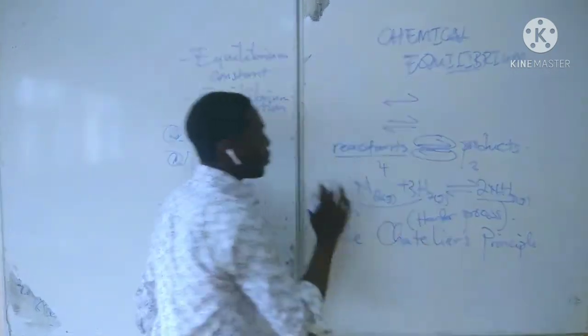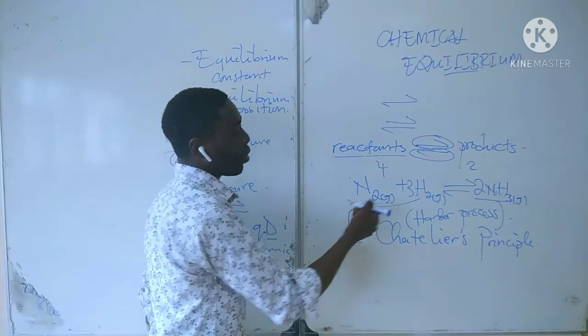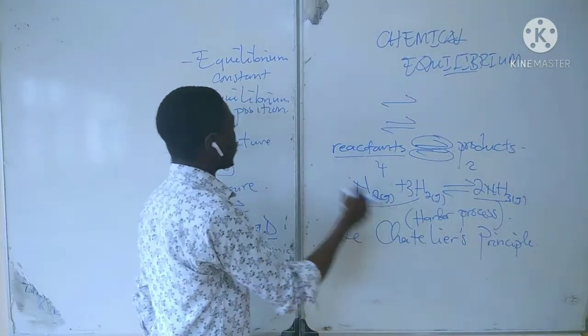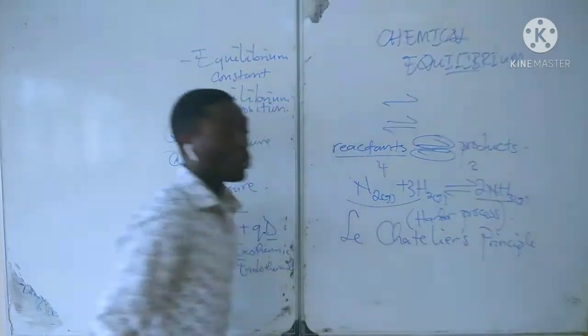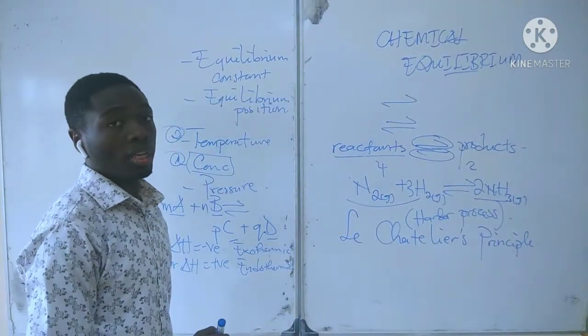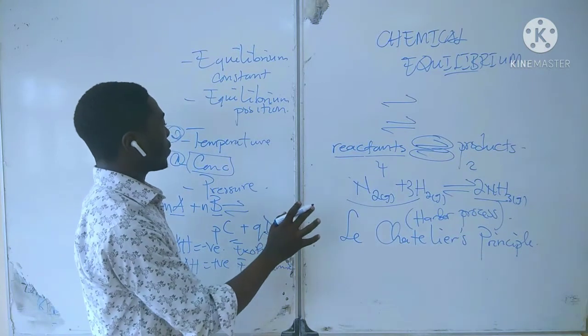So the backward reaction is going to be favored, or the equilibrium position will shift to the left. But if I increase the pressure, the equilibrium position is going to shift to the right. That's how pressure affects the Haber system.